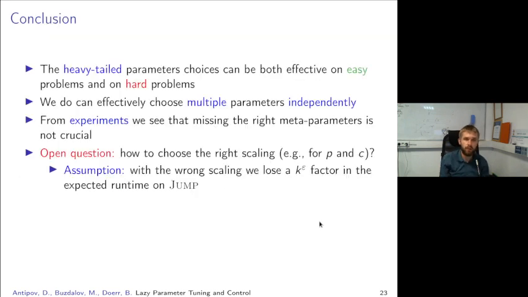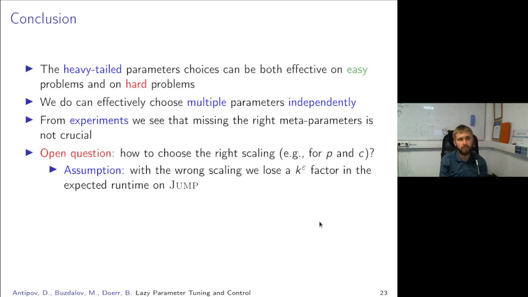So to sum up this talk, we have shown that the heavy-tailed parameter choices can be effective on different kinds of problems, like on easy and hard problems, even when we have to choose more than one parameter independently from each other. And from experiments we saw that the precise choice of the meta parameters of the power-law distributions, which we use for the choice of parameters, doesn't play much role.